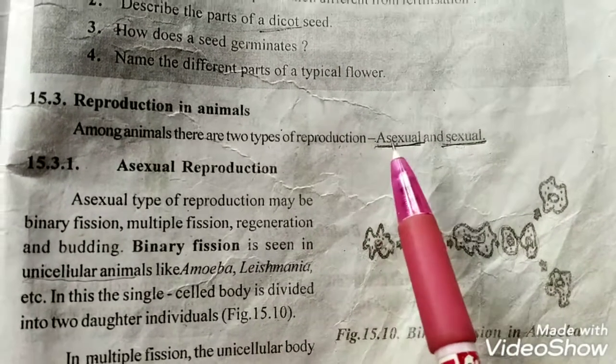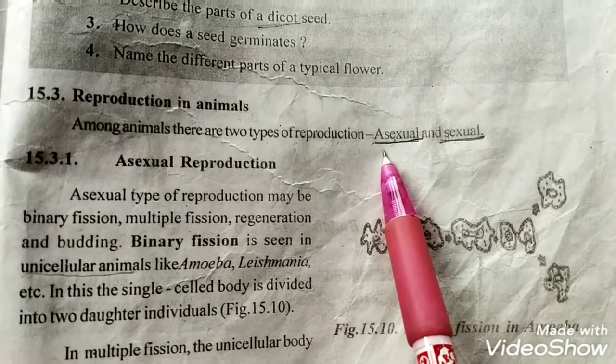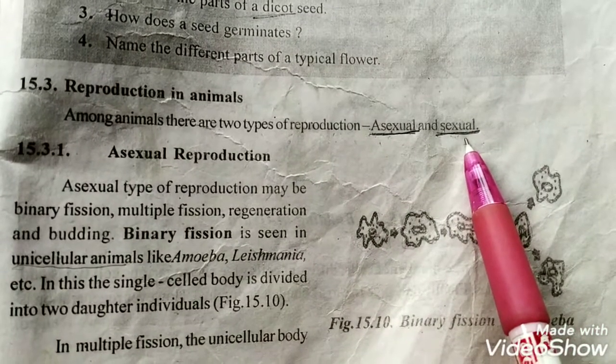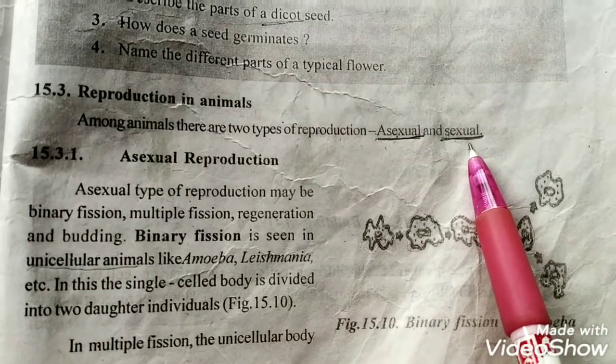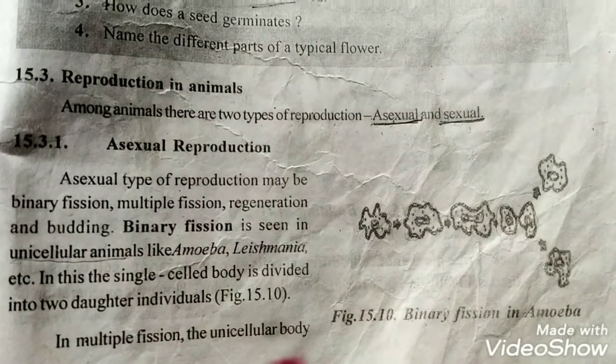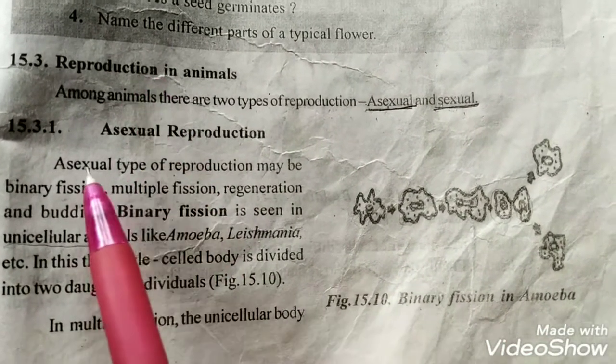Asexual means where there is no involvement of the union of the gametes. Sexual involves the union of the gametes. So let's study asexual reproduction in animals.